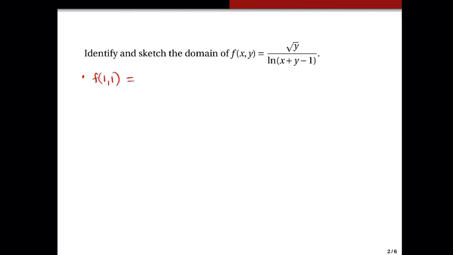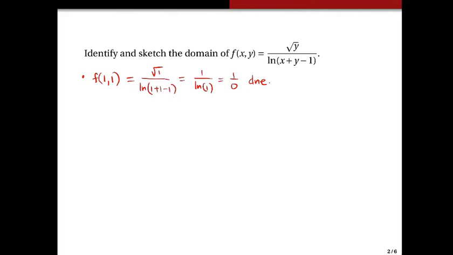So f of (1, 1), if we look at this, notice that we substitute x equals 1 and y equals 1. So we will have here square root of 1 over ln of 1 plus 1 minus 1. Now, notice we will end up with 1 over ln of 1. But ln of 1 is 0. Okay? ln of 1 is equal to 0. So this will give us 1 over 0, and this does not exist. So clearly, this point (1, 1) is not in the domain of your function f of x, y.